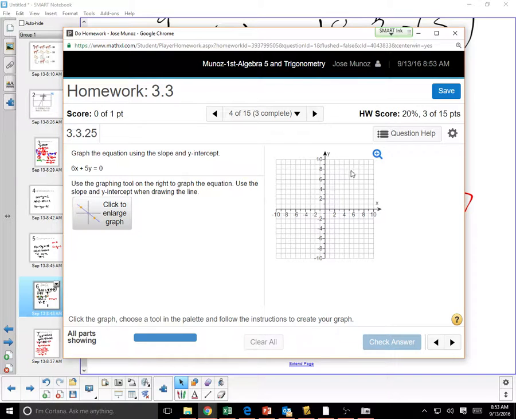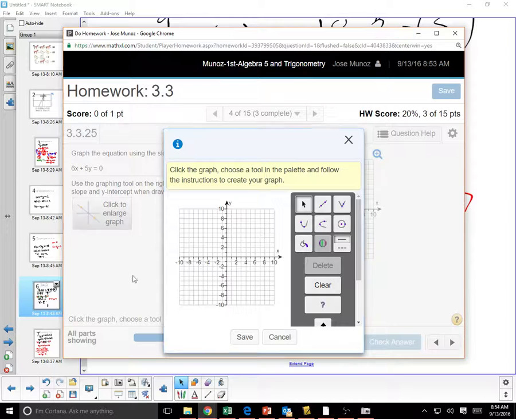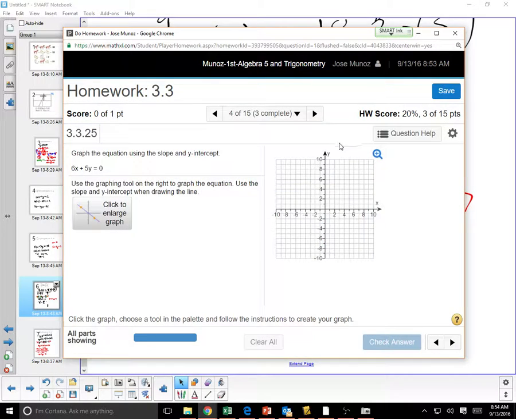Okay, here. Let's see here. Let's make it bigger. Oh, that's not very big at all. Can you guys see okay from here? Alright, so here's how I'm going to do this one.